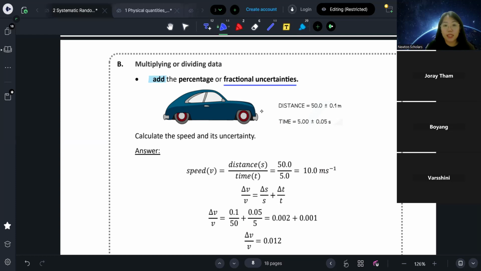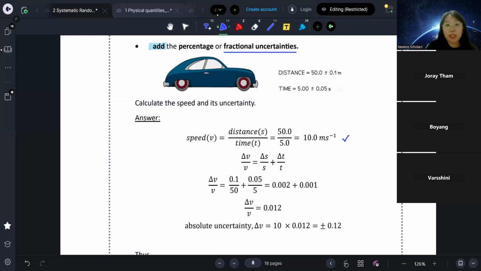Okay, so here, calculate the speed. They give the distance, give the time. So distance divided by time, it will be 50 divided by 5. So we just do like mathematics, okay? Simple physics. So we get 10 meter per second. This is the actual reading for speed. Now the problem is we need to calculate the uncertainty. Okay, how we calculate the uncertainty?